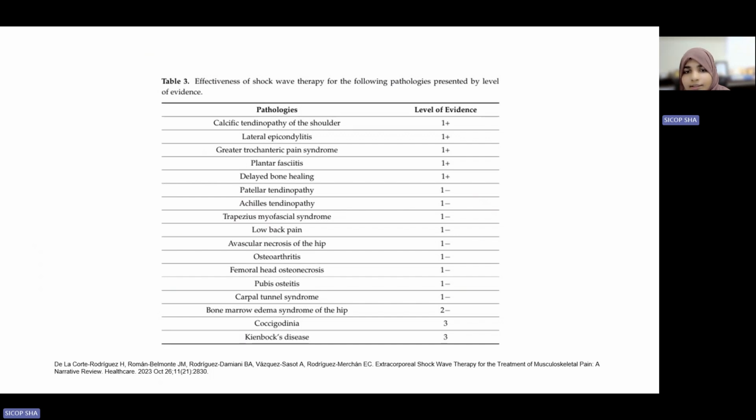For patella tendinopathy, Achilles tendinopathy, trapezius myofascial syndrome, low back pain, avascular necrosis of the hip, osteoarthritis, femoral head osteonecrosis, pubic osteitis, carpal tunnel syndrome, it was 1 minus. Bone marrow edema syndrome of the hip, it was 2 minus. Coccydynia, it was 3, and Kienbock's disease, it was 3.